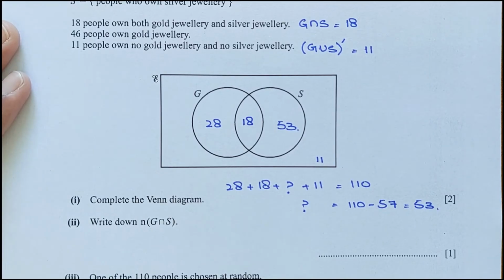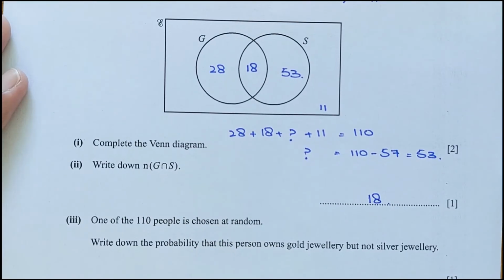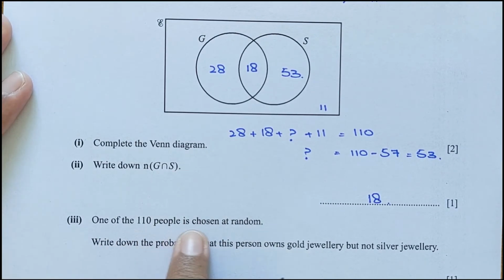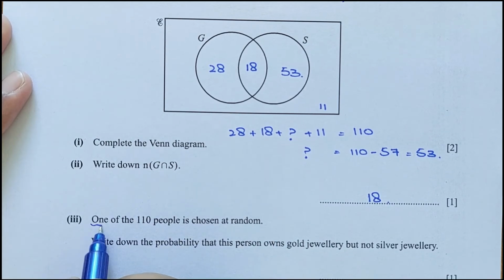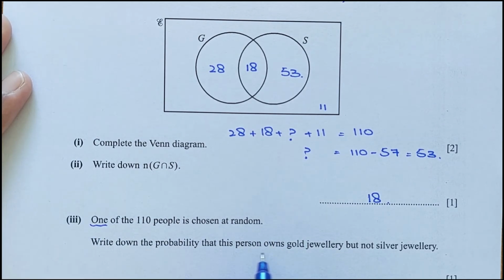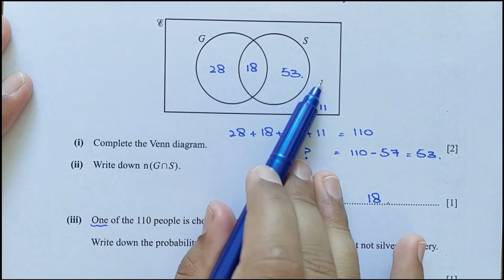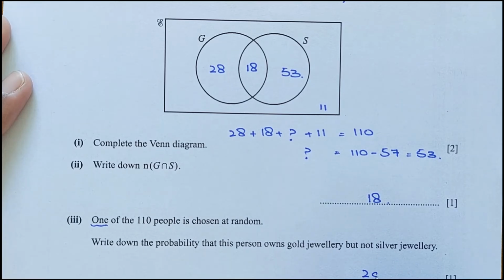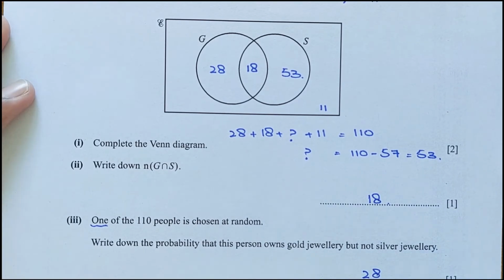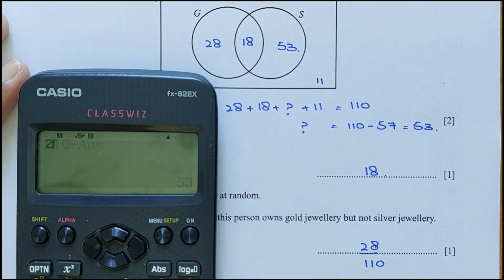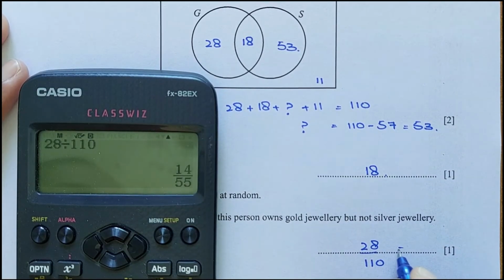Now for the second part, write down the number of elements in G intersection S. So for G intersection S, the number of elements is 18. Number 3, one of the 110 people is chosen at random, just one. Write down the probability that this person owns gold jewelry but not silver jewelry, just gold, not silver. So 28 out of 110. You can keep the fraction as it is, or you can convert it into simplest form as well. So this is also equivalent to 14 over 55.